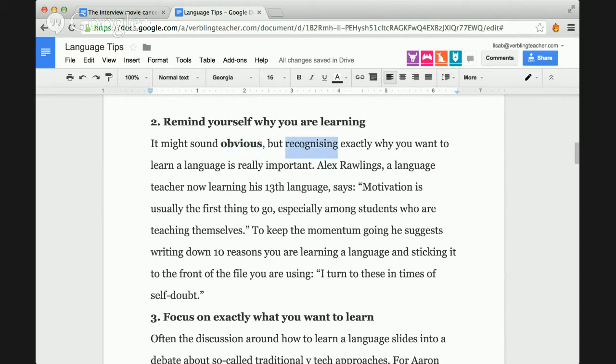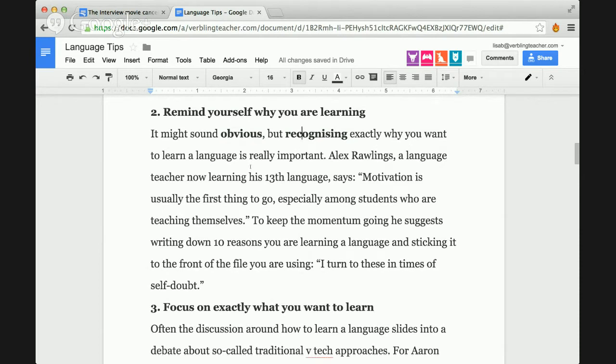So you want to recognize, and this is a British article, so they're using the British spelling of some words. In American English, we would have a Z here, for example, but it doesn't matter. So you want to recognize or understand what is really important to you. Why are you doing this? Because learning a language is a long-term process, and if you don't use it, a lot of times you forget it. So it's kind of an ongoing process.